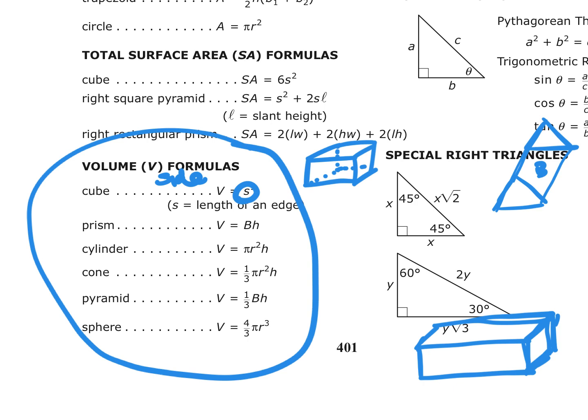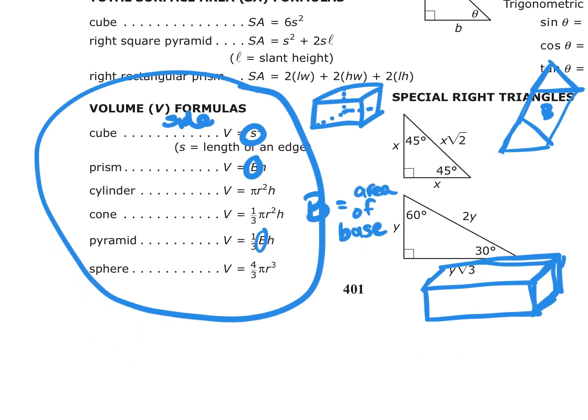And then a cylinder, cone, pyramid, and sphere. I'm going to show you what those look like based on using our MCAS reference questions. Okay. The one thing we need to note is this capital B that we see in both the prism and in the pyramid. Okay. And the capital B stands for the area of the base. Okay, now the base is the bottom of our three-dimensional figure.